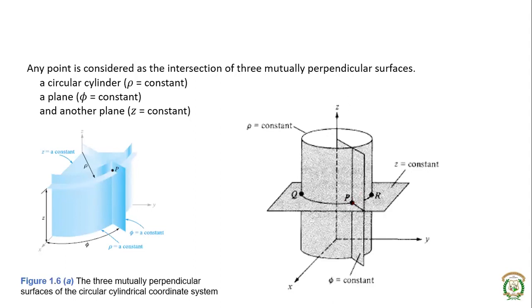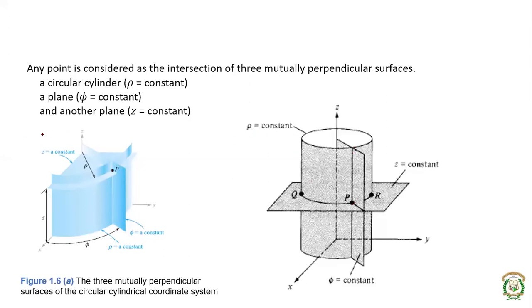So a point P or Q or R, whatever points you take, they lie at the intersection of three different surfaces. One is the cylindrical surface, the surface of a cylinder, right? On that surface of a cylinder, the radius of the cylinder is constant. So rho is actually used to indicate the radius of that particular cylinder. So on the surface of the cylinder, the radius is constant, right?